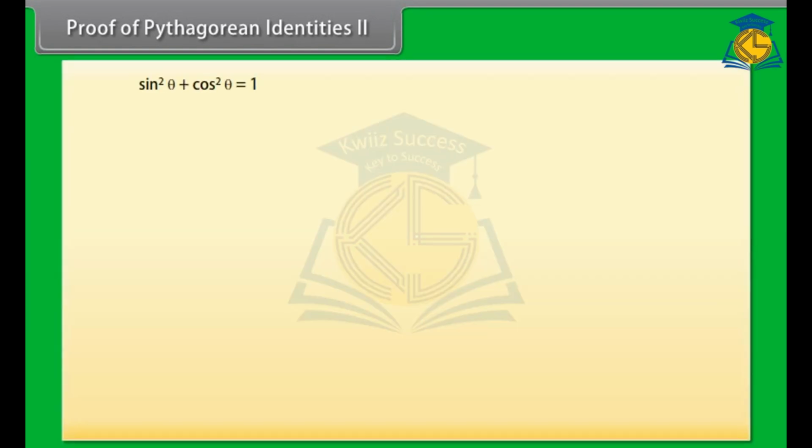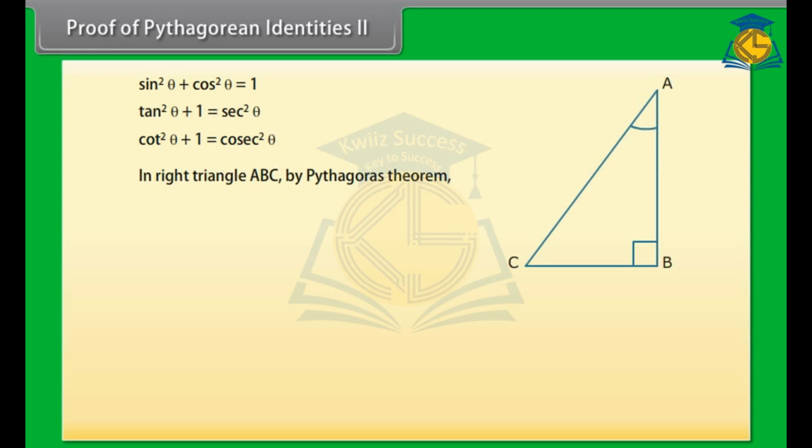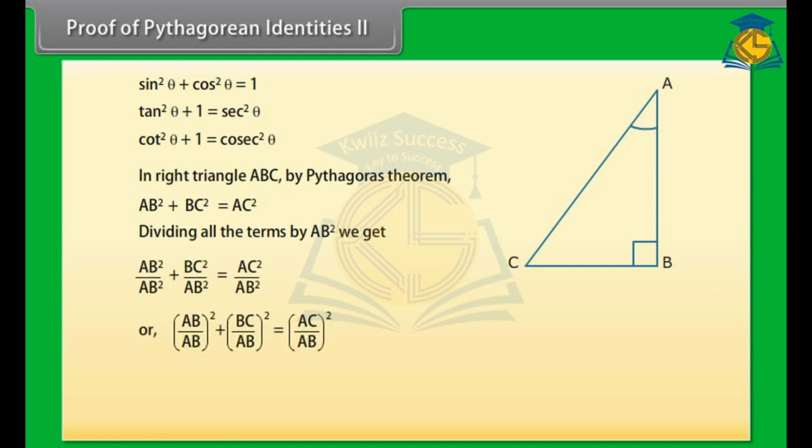Proof of Pythagorean identities 2. Similarly, we will prove these two identities. In right triangle ABC, by Pythagoras theorem, AB square plus BC square is equal to AC square. Dividing all the terms by AB square, we can write it as AB upon AB whole square plus BC upon AB whole square is equal to AC upon AB whole square. That is, 1 plus tan square A is equal to sec square A. This is true for all A such that 0 degree is smaller than or equal to A, which is smaller than 90 degree.